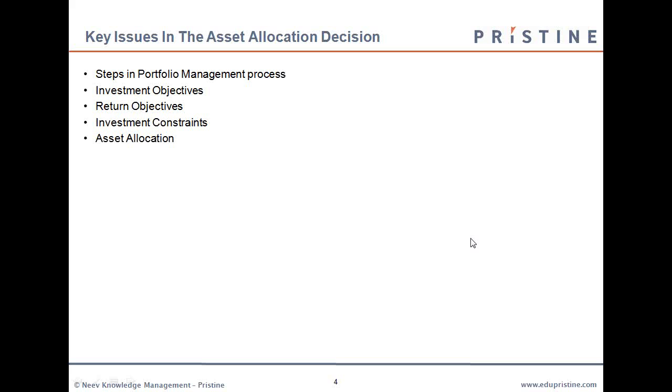So the asset allocation decision, which is basically building up your portfolio, depends upon two key things. First is your return expectation and the second is your risk profile. So for every investor, you will have a different optimum portfolio depending on his risk profile and return expectations.